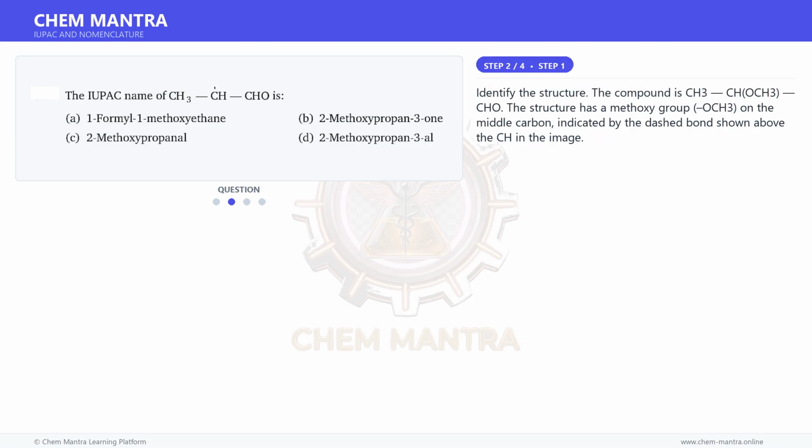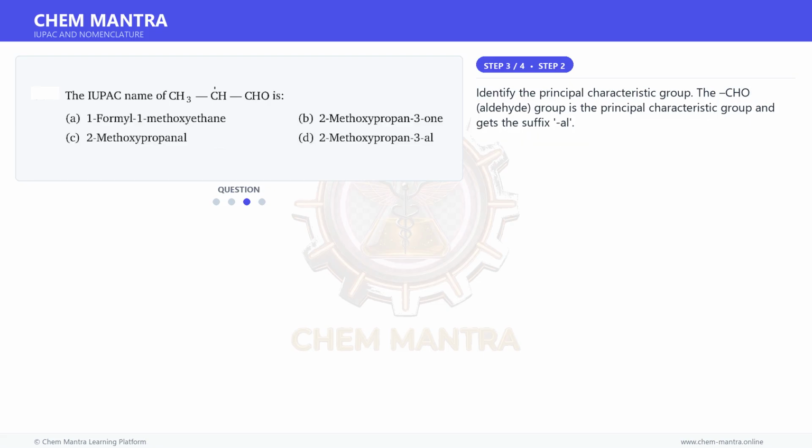Moving on to the next step. Identify the structure. The compound is CH3CH(OCH3)CHO. The structure has a methoxy group, OCH3, on the middle carbon, indicated by the dashed bond shown above the CH in the image. Moving on to the next step. Identify the principal characteristic group. The CHO aldehyde group is the principal characteristic group and gets the suffix -al.